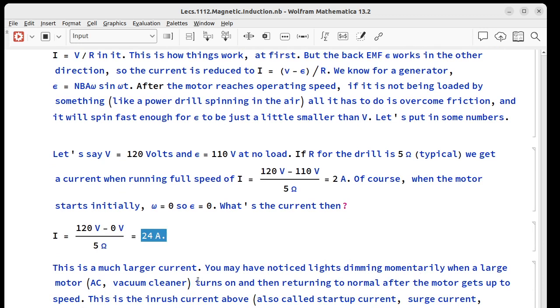So when you have this suddenly large current being drawn out of your house's electrical system, you might notice the lights dimming. If you see something like an air conditioner or vacuum cleaner cut on, sometimes the lights will dim for a second or two. This is also known as inrush current or startup current or surge current. There's all sorts of different names for it.